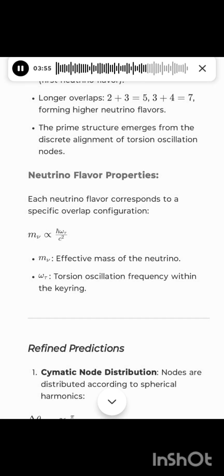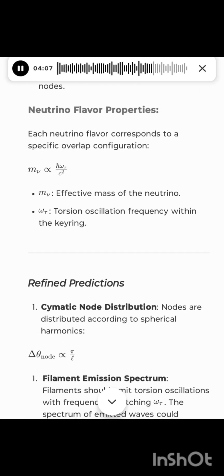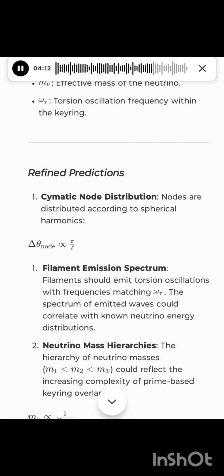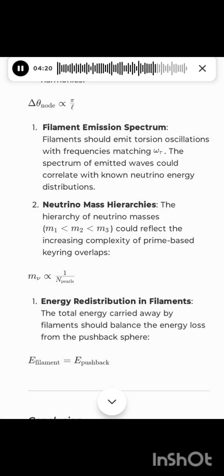Neutrino flavor properties. Each neutrino flavor corresponds to a specific overlap configuration. Mu is proportional to omega_tau over c squared, where mu is the effective mass of the neutrino and omega_tau is the torsion oscillation frequency within the keyring. Refined predictions. 1. Cymatic node distribution. Nodes are distributed according to spherical harmonics. Delta theta_node is proportional to pi over L.